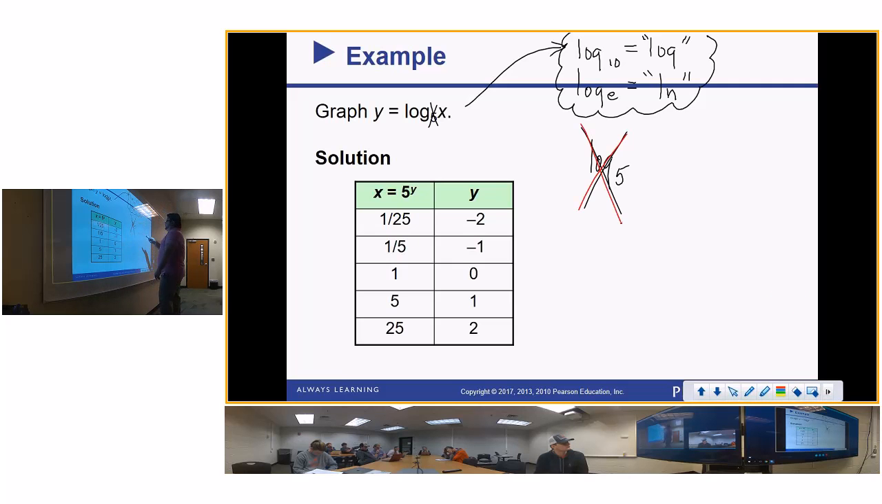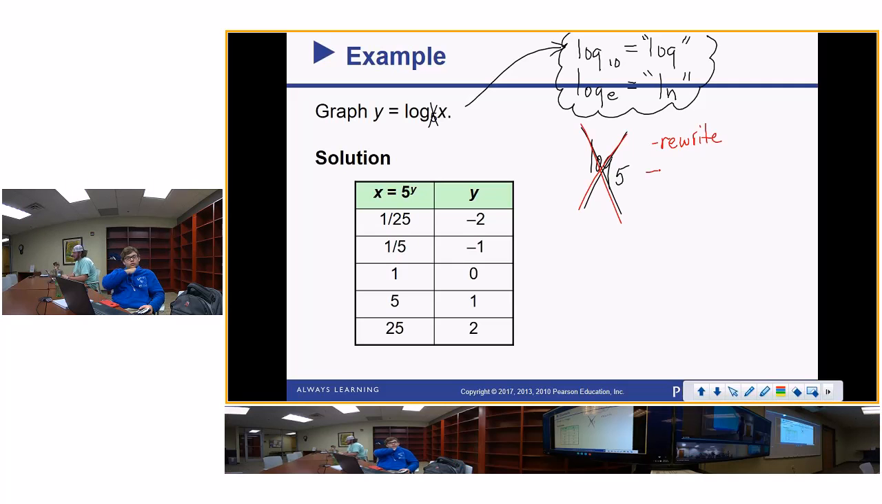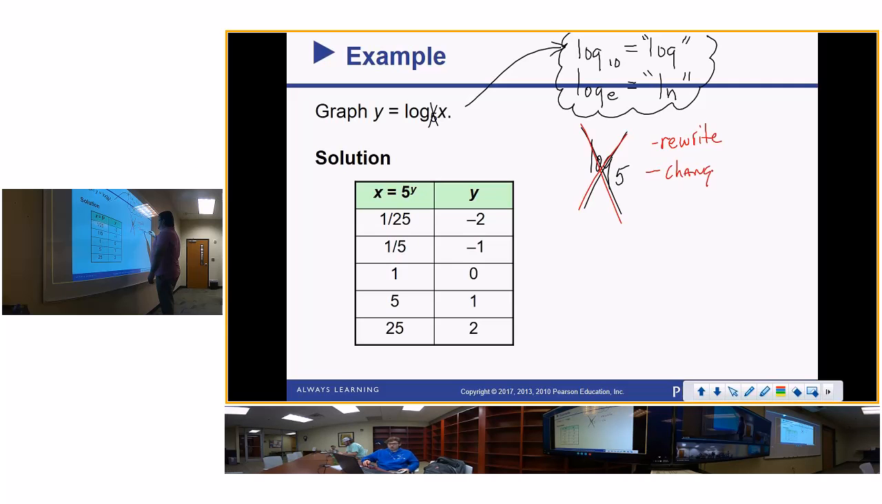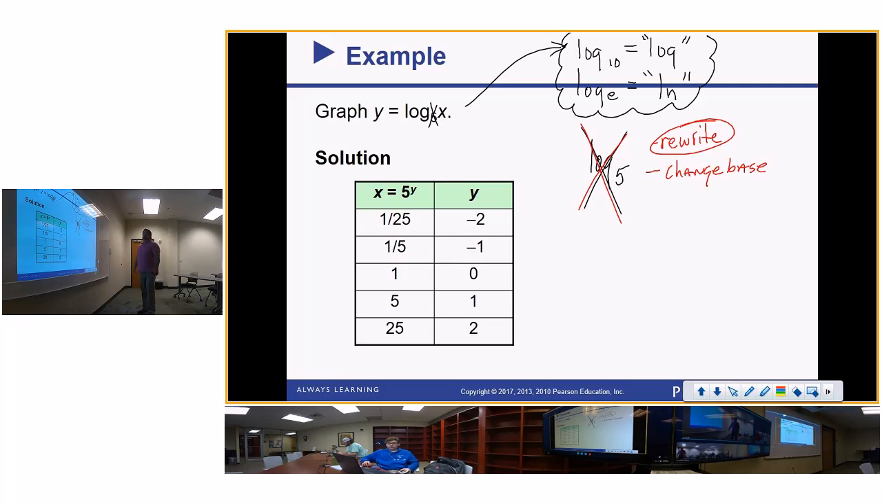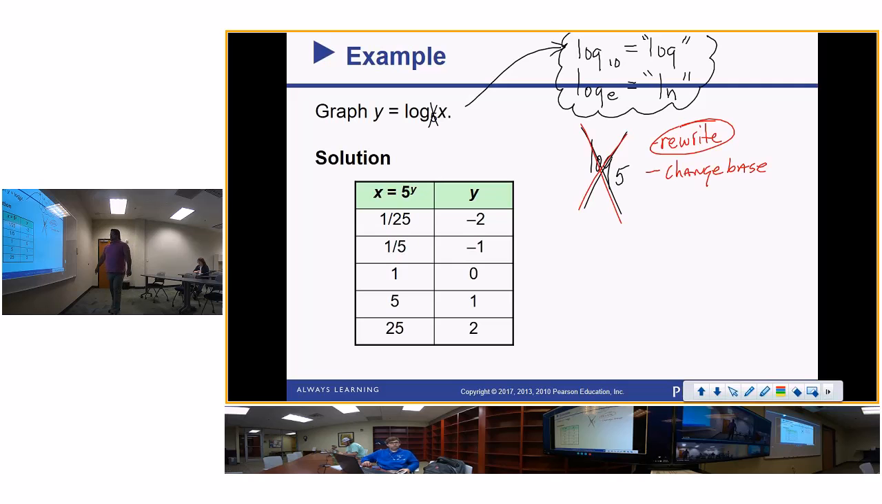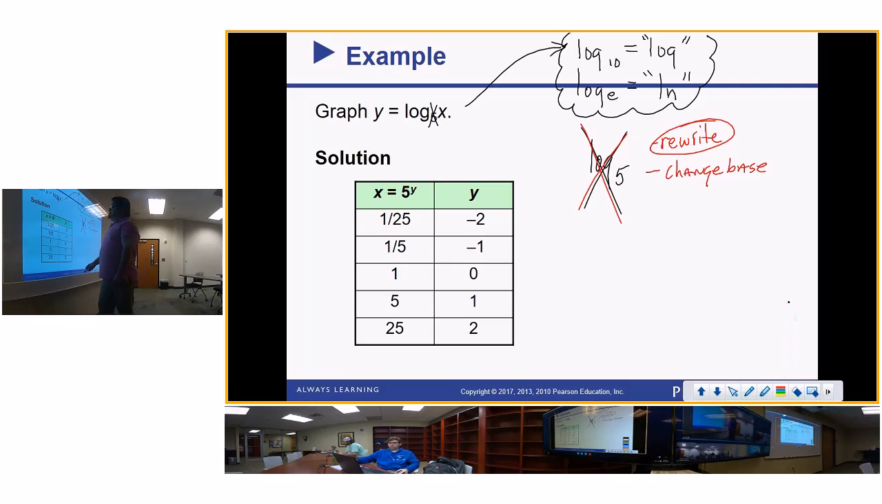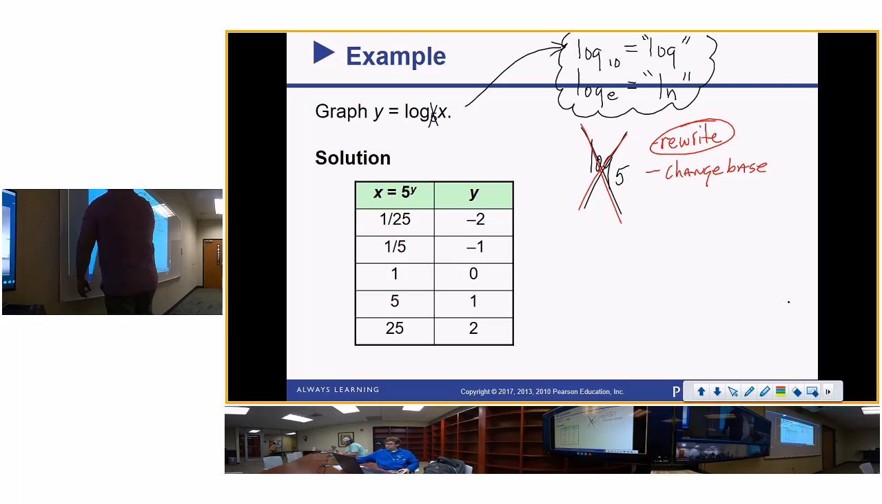unless you either rewrite or change base. Now we haven't done the change base formula, so we're going to rewrite it using the definition of a logarithm. So here we go. We put our logarithm down here. So that's going to be y is equal to log base a of x, and that equals a to the y is equal to x. What's a? 5 to the y is equal to x.